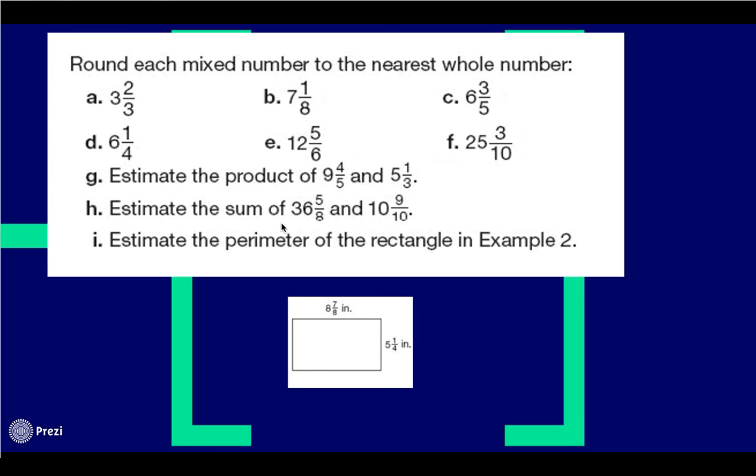And then for letter I, you're going to use example number 2 to figure out what letter I is. That's 8 7/8, which would be 9, and then 5 1/4 would round to 5. Just helping you out, because I don't think you have this rectangle on your sheet, so you might need to use this video to figure out your answer for letter I.